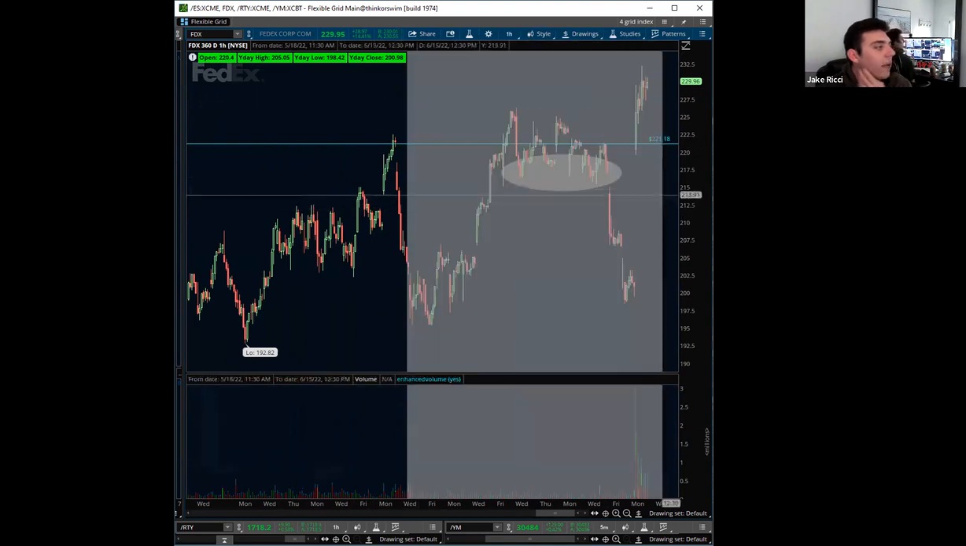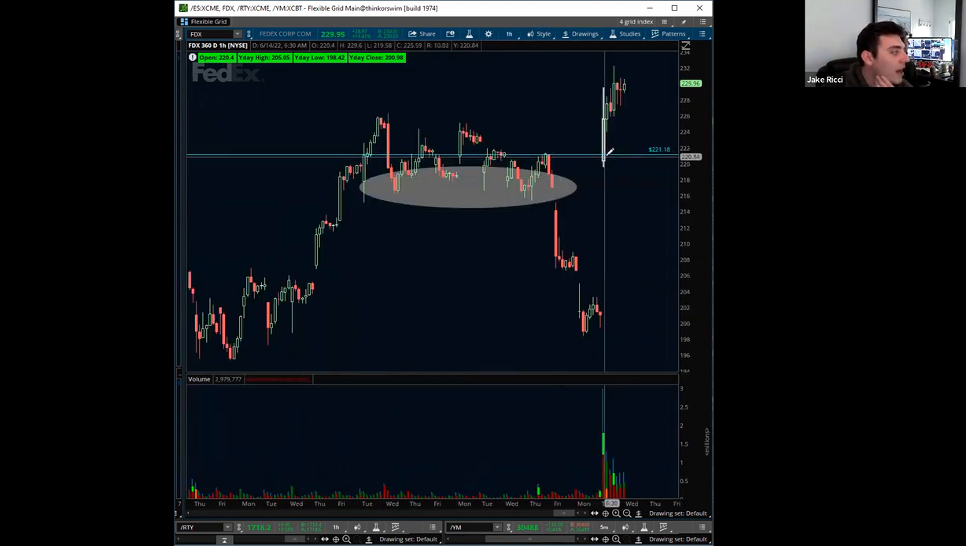Now, what did I want on FDX? I wanted an open above 221.18. I wanted an open above the level, because then we could pull back to the level on retest. The open above gives me a cleaner, more trustworthy idea that we're going to get the continuation as opposed to an open beneath the level, right? Because it's right there. Why wouldn't it just open above, right?